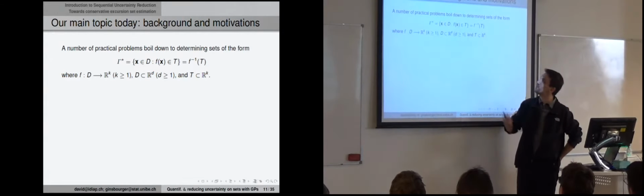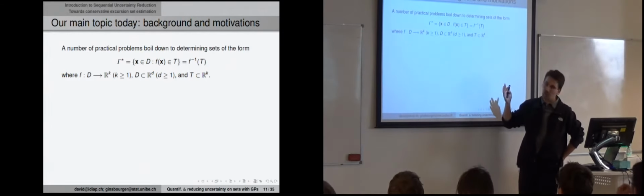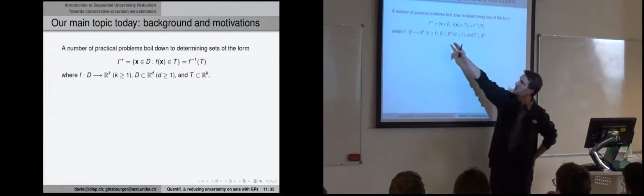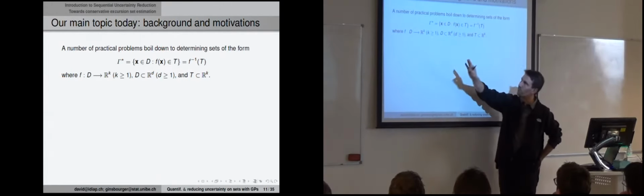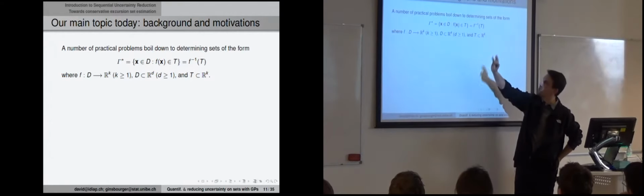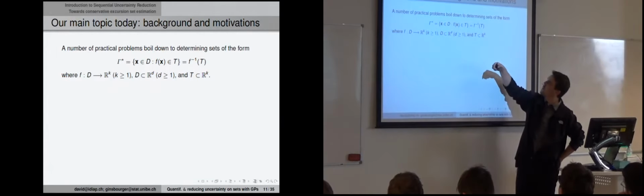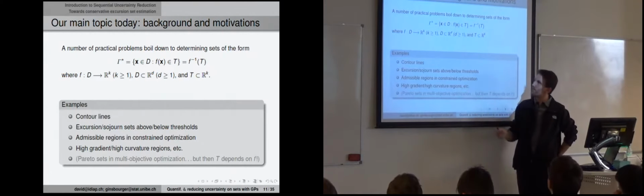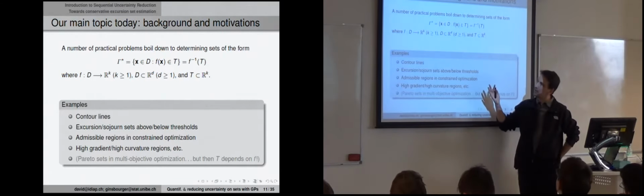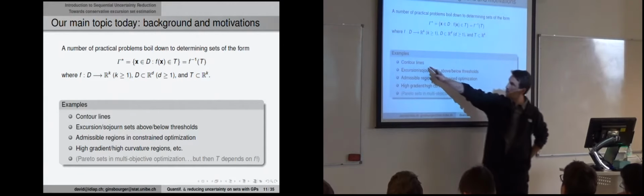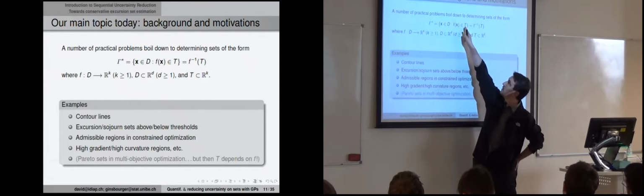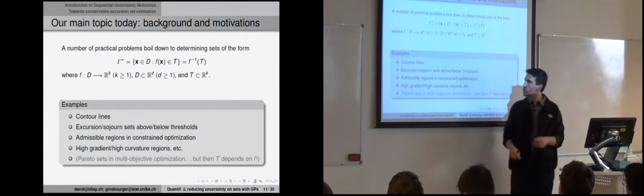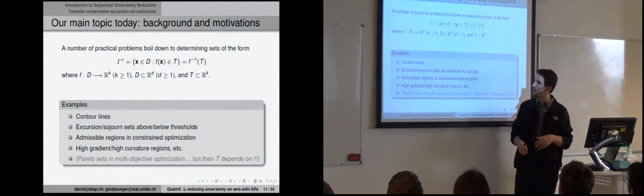Okay? So the response can be multivariate. Most of the time it will be univariate. And the sets that we are considering are typically measurable sets and so on, but I did not bother with too many mathematical details here. Examples of this that fall under this umbrella include contour lines. So contour lines is the case where T is just one number, a singleton. Excursion and sojourn sets, that will be our main setup.